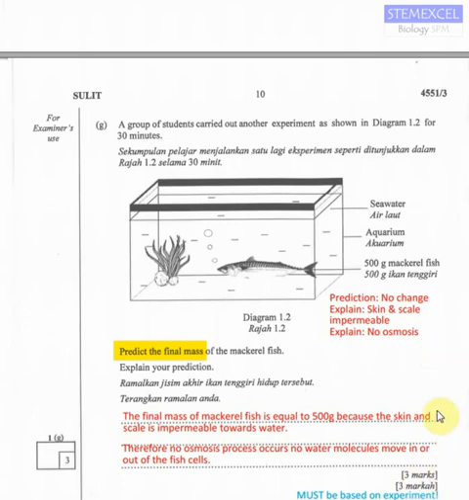So first you need to state whether the mass changes or not. So it goes something like this. The final mass of the mackerel fish is equal to 500 gram because the skin and the scale are impermeable towards water. And because of that, there is no osmosis process that occurs, because no water molecules are able to move in and out of the fish cells. So you need to state and provide the explanation of your prediction.